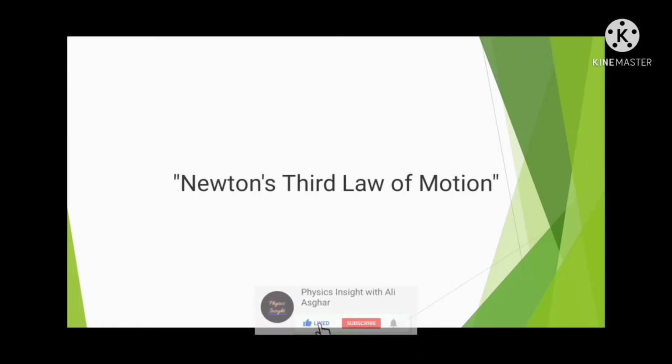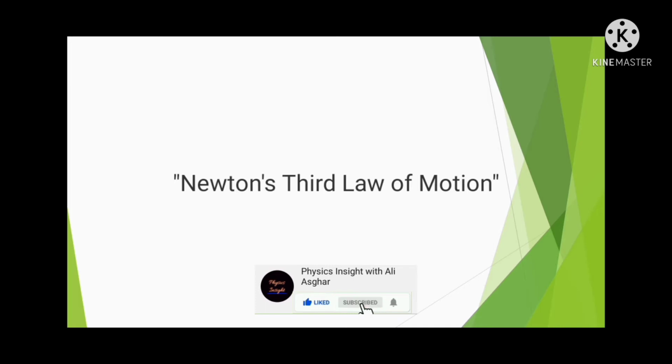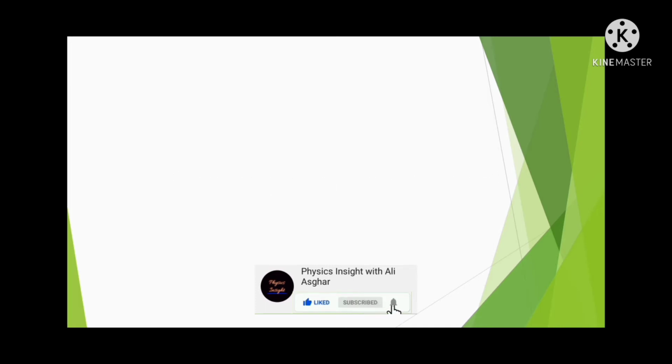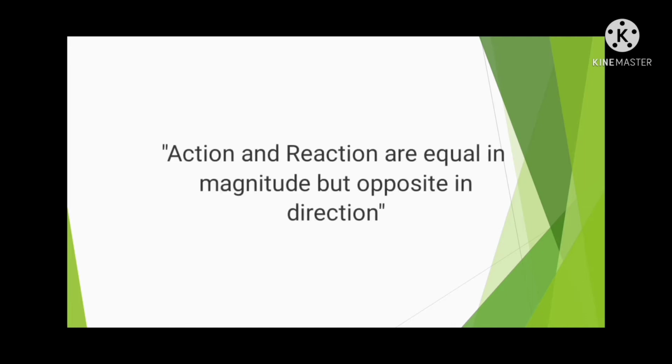Actually, our today's topic is Newton's third law of motion, as you can see here. But before we get into our discussion, we shall have to discuss its definition to understand what Newton's third law of motion actually is. Its definition is: action and reaction are equal in magnitude but opposite in direction.